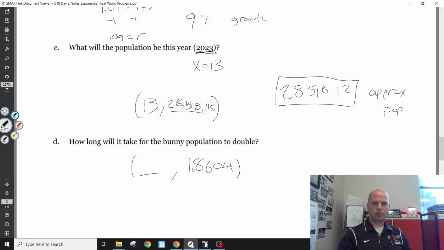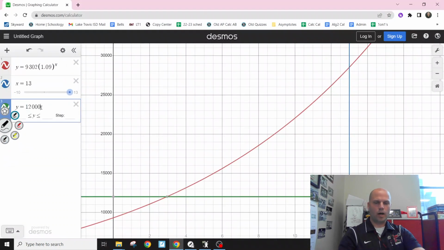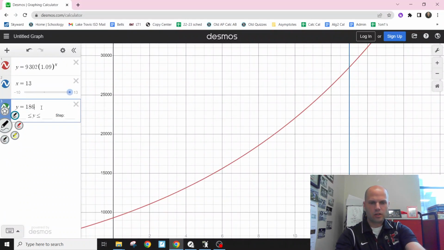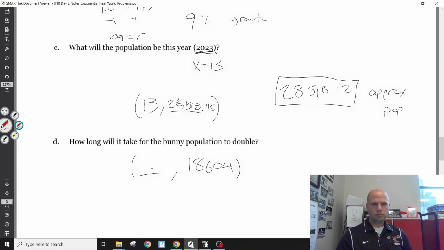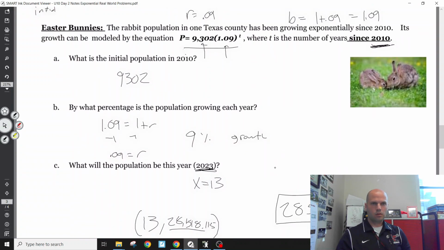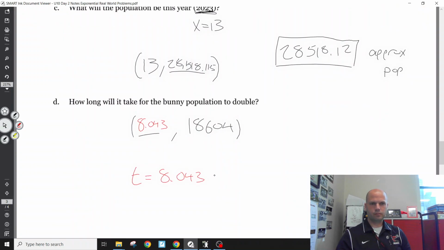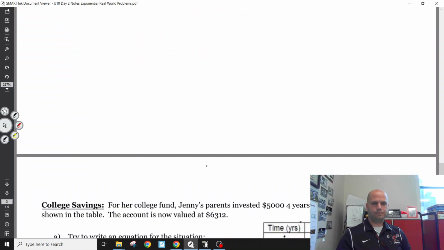And then the other situation is, when will my population double? When will the population equal 18,604? Go back in. Let's change this y to 18,604. And we can see 8.043 approximate time. Is it years? Years.